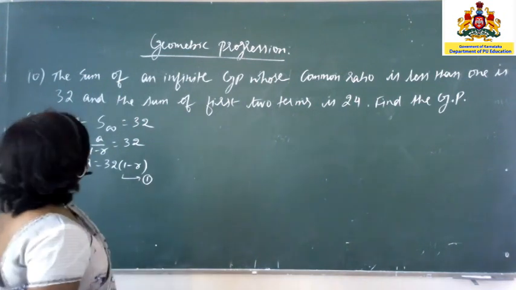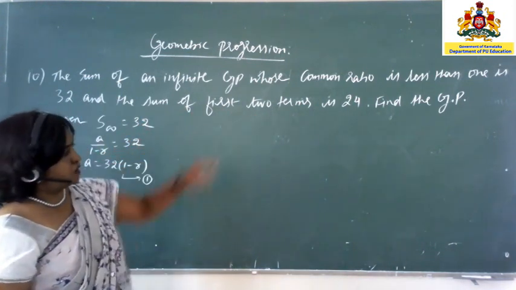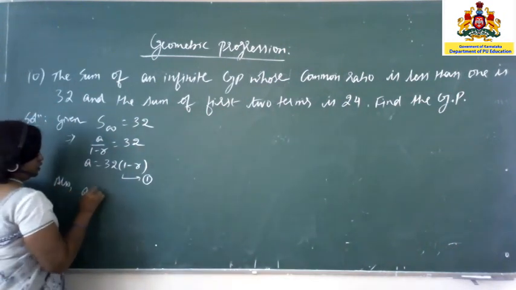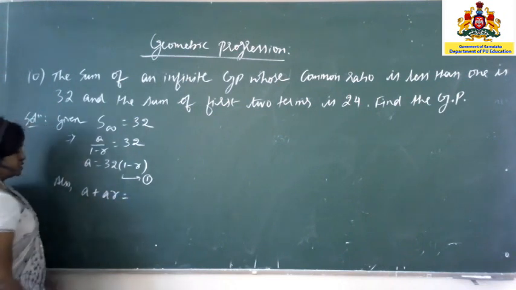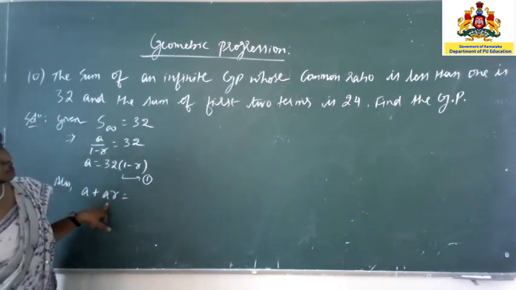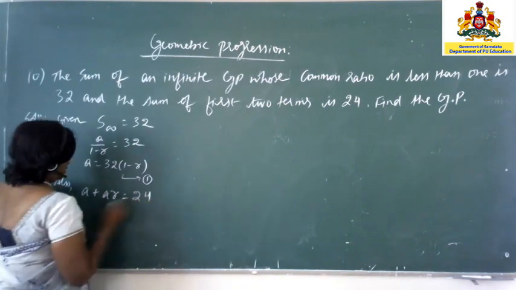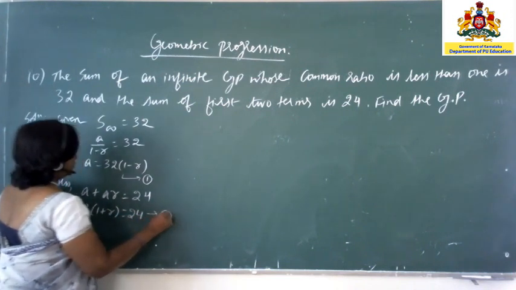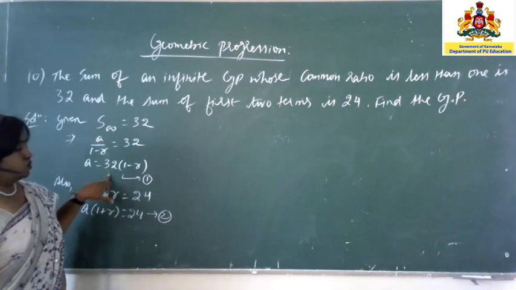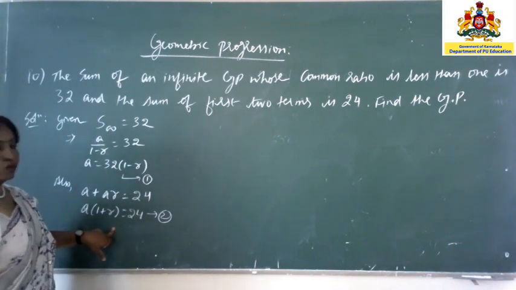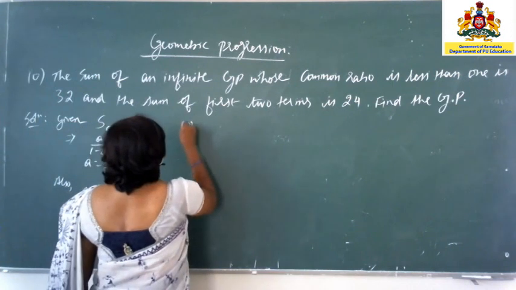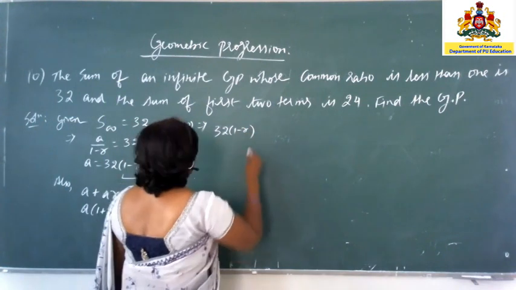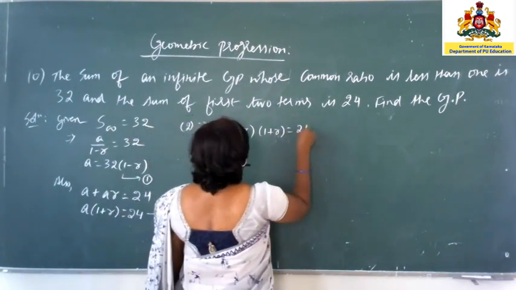The next is the sum of first two terms is 24. Also A plus AR. First term is A, second term is AR. So A plus AR is equal to 24. So A into 1 plus R is equal to 24. So let me call this as 2. So I'll substitute A is equal to 32 into 1 minus R in 2. So 2 implies 32 into 1 minus R into 1 plus R is equal to 24.